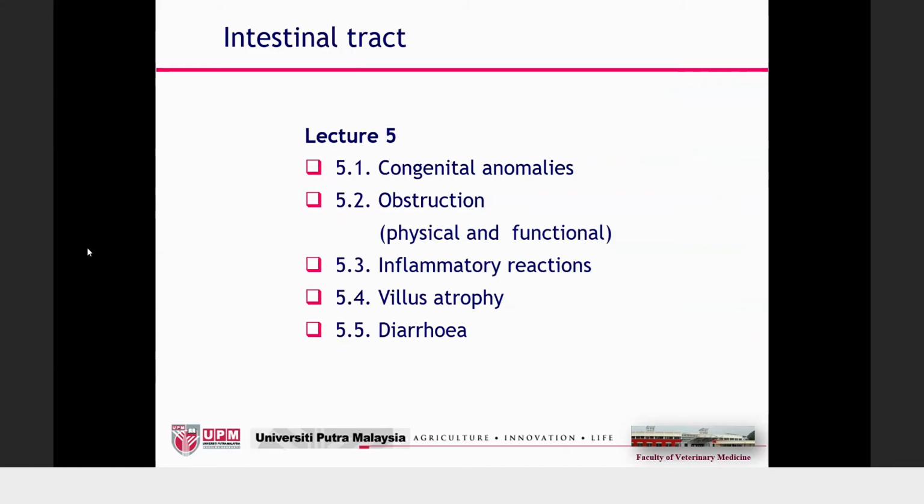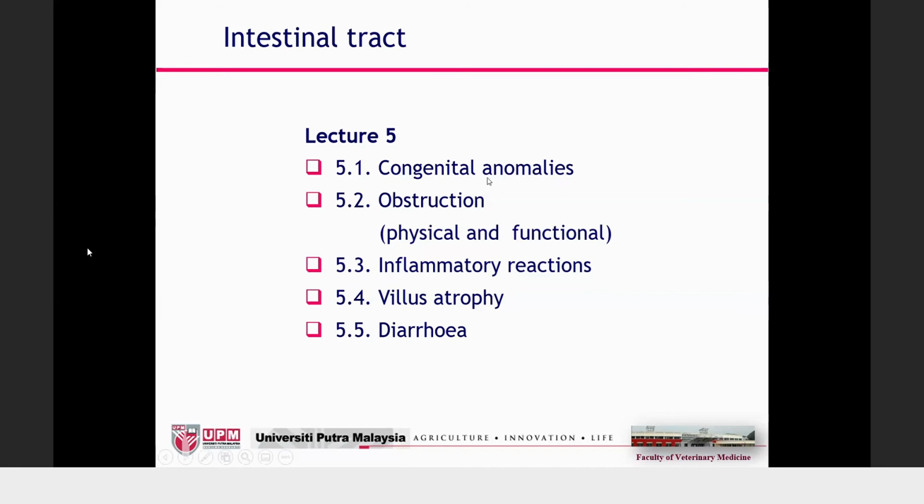So with regard to this, I think we cover those 5 important topics. Again, I think still the most important one is the inflammation, yeah? Inflammatory reaction or the inflammation of the intestine, we call it enteritis. Then another very important part is the villus atrophy. Although we only touch on it in one slide in this case, they are so important. And of course, in terms of clinical sign, the diarrhea is so important.